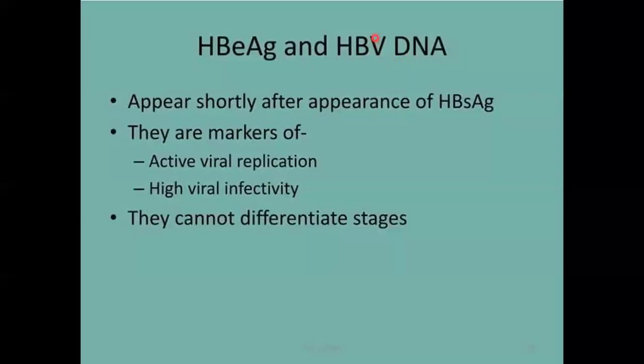Hepatitis B virus DNA basically detects the viral load. What do we mean by viral load? Viral load means the amount of viruses in your blood. So when this one rises, replication is occurring, and this one will also rise because the number of viruses is increasing, and it cannot differentiate stages. It's basically a marker to know how many viruses you have in your body, so that we determine the course of treatment. Okay.